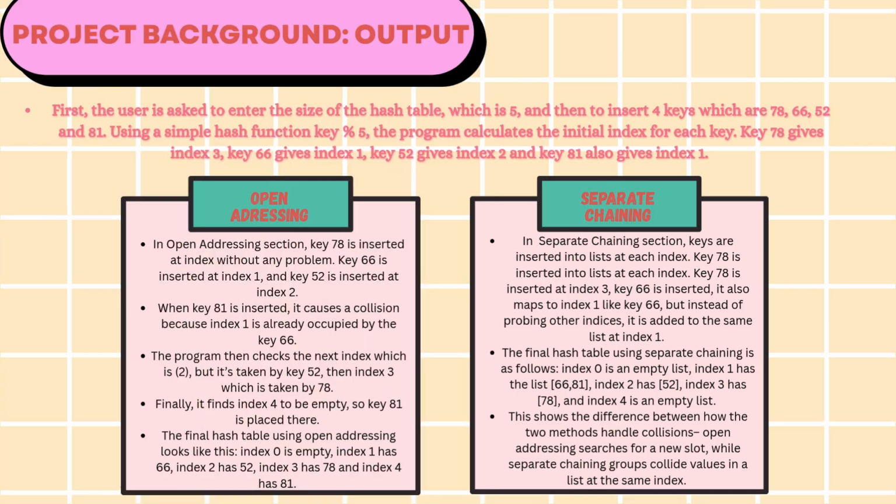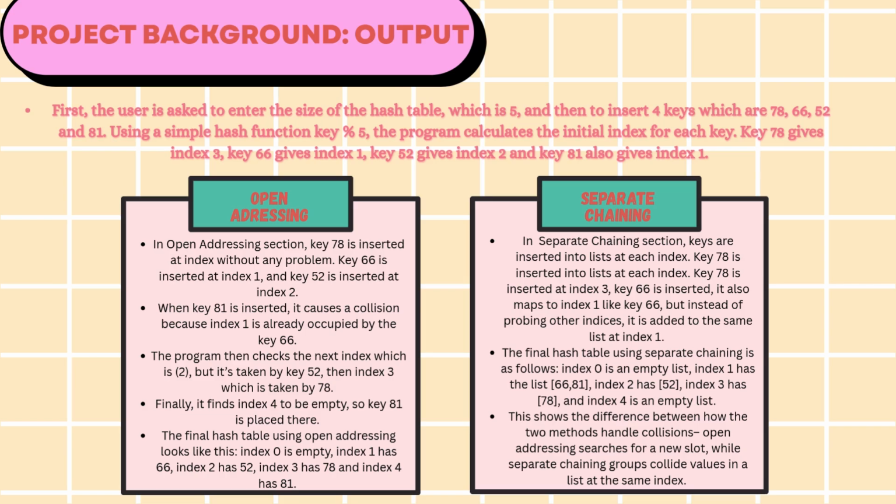Next, let's talk about the output of the program. First, the user is asked to enter the size of the hash table, which is 5, and then to insert 4 keys, which are 78, 66, 52, and 81. Using a simple hash function, key mod 5, the program calculates the initial index for each key. Key 78 gives index 3, key 66 gives index 1, key 52 gives index 2, and key 81 also gives index 1.